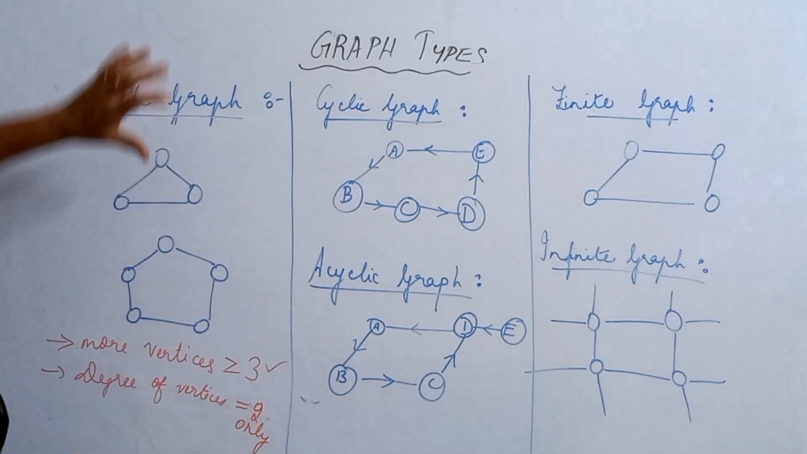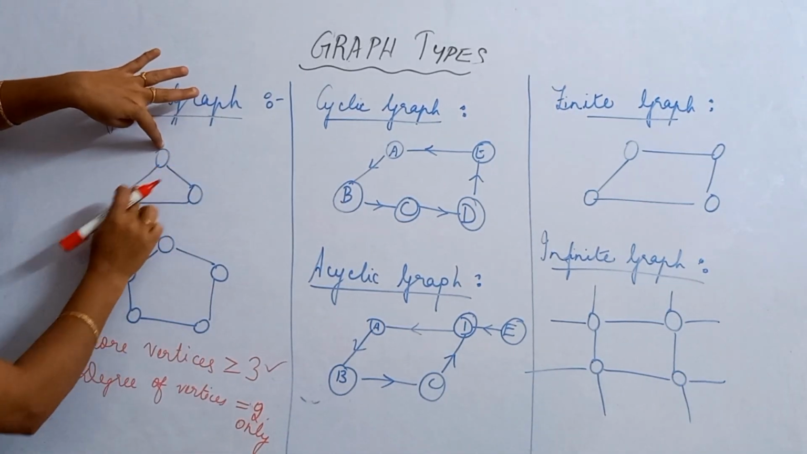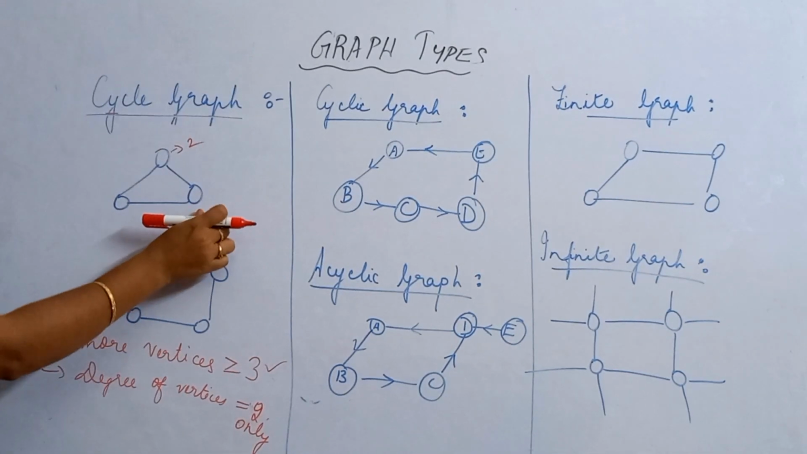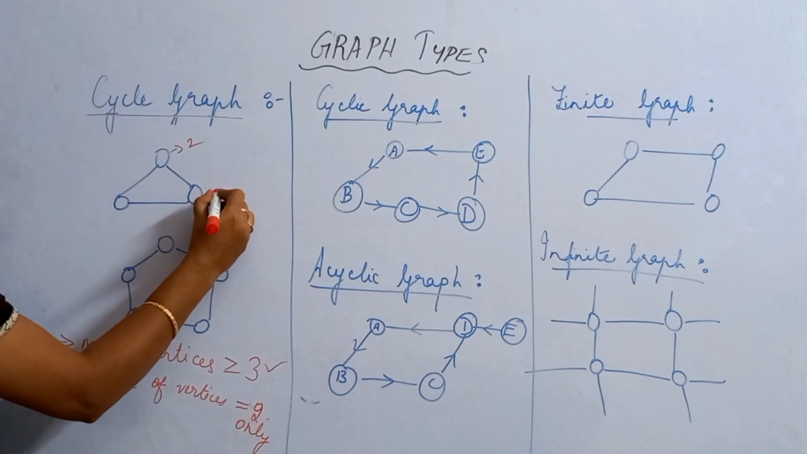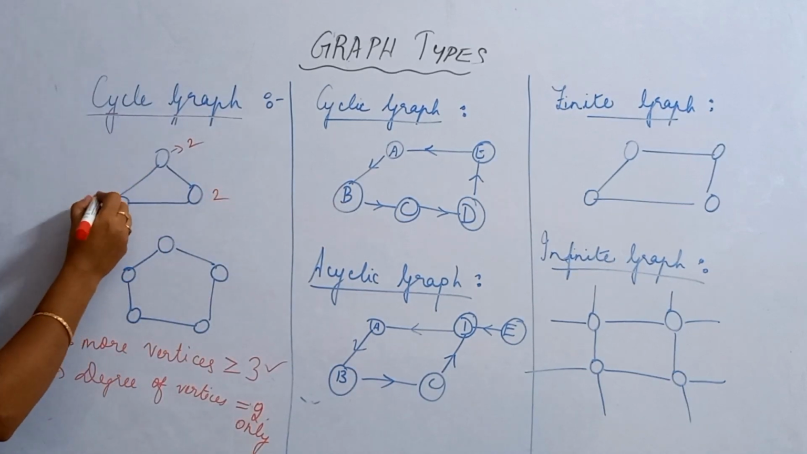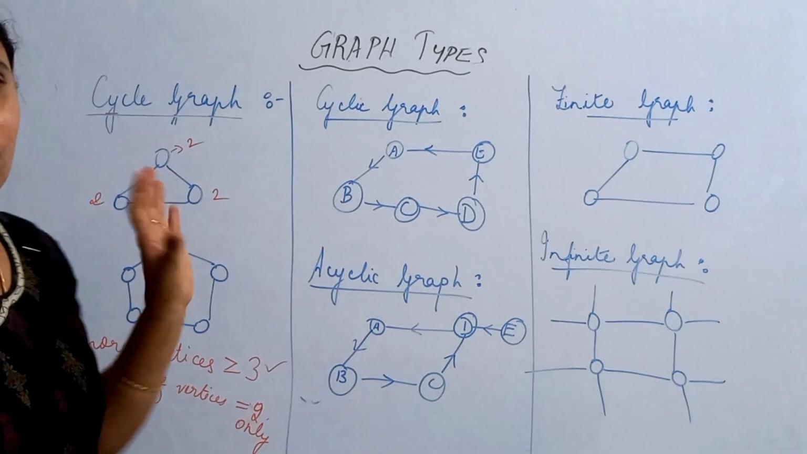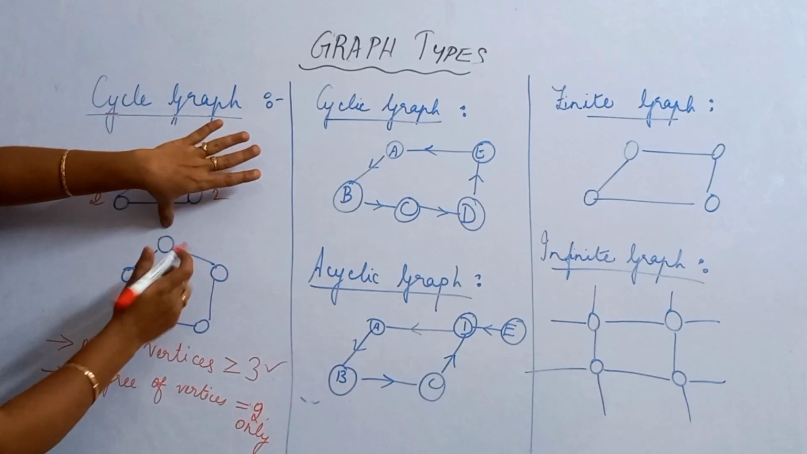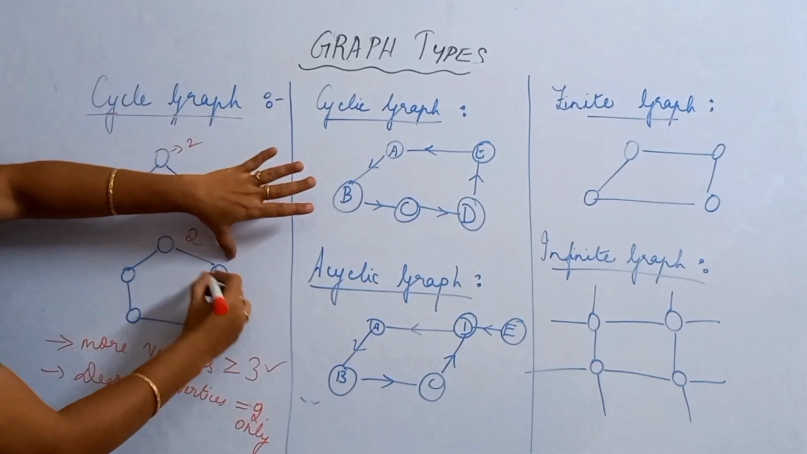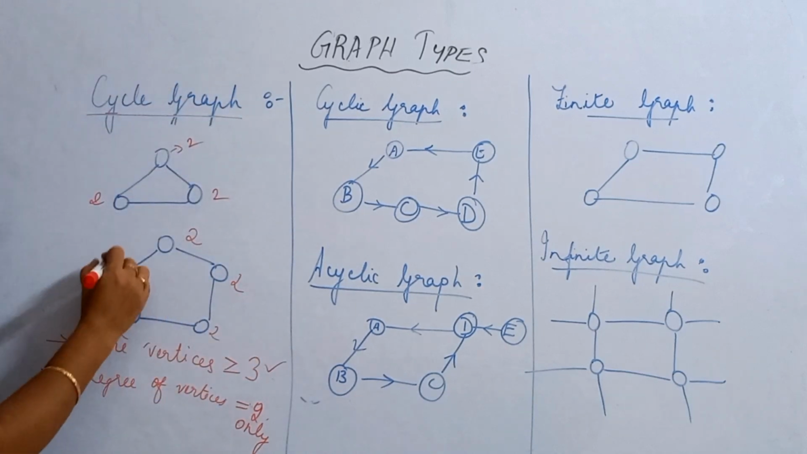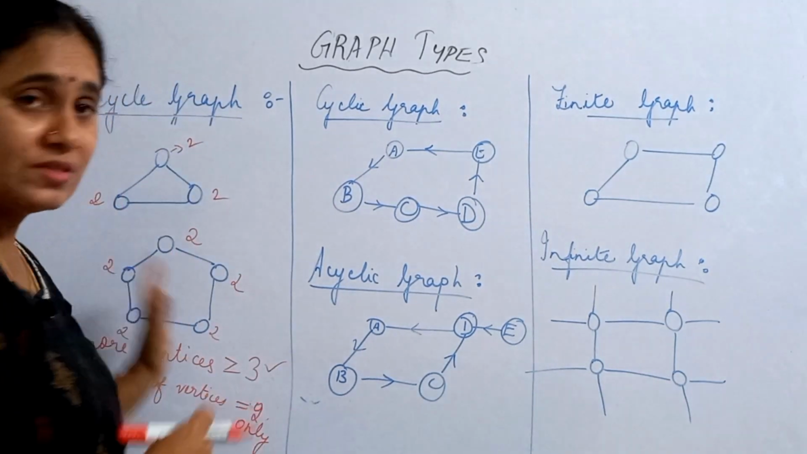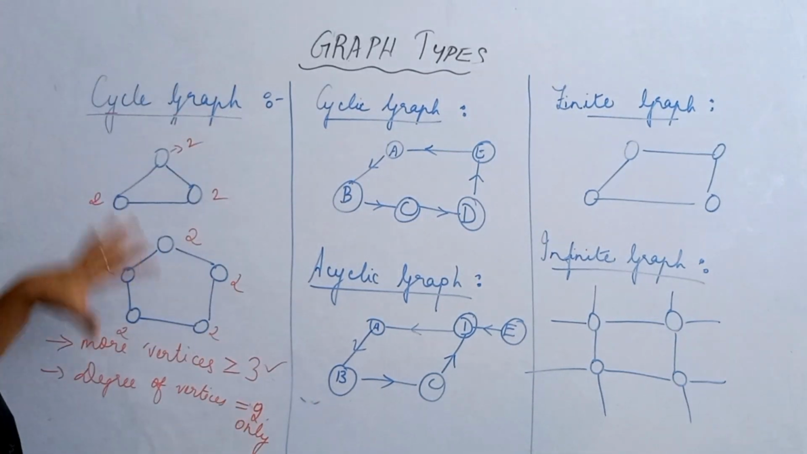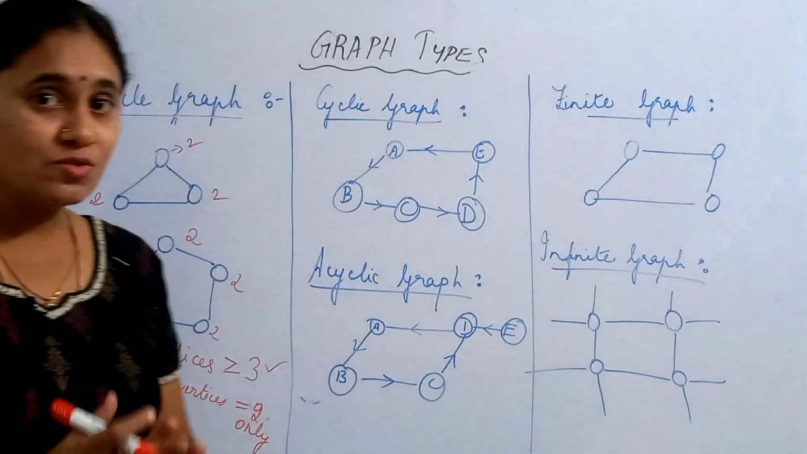Based on this, if you see, this vertex has 2 edges, so the degree of this vertex is 2. This vertex also has degree 2. So the degree of each and every vertex is 2: 2, 2 and 2. If this condition is also satisfied, this graph is called a cycle graph. Okay friends, are you all clear?